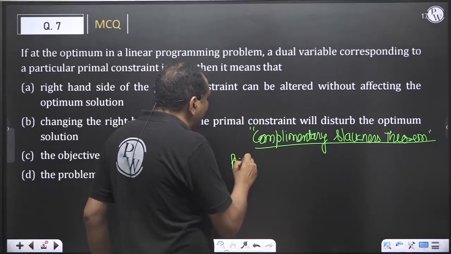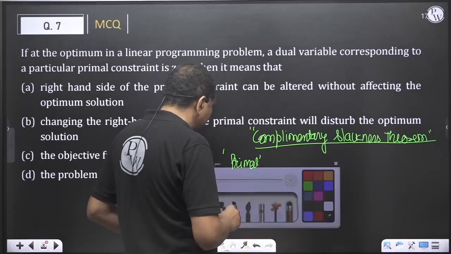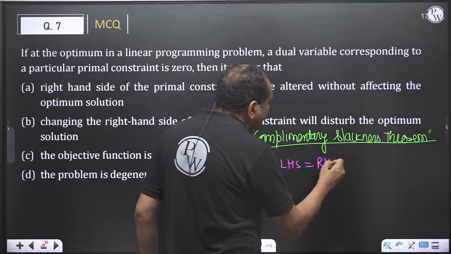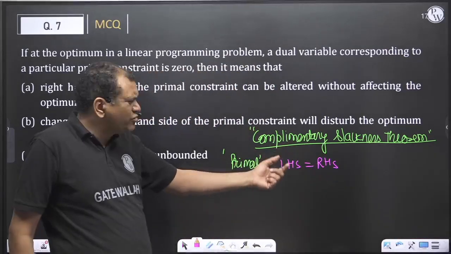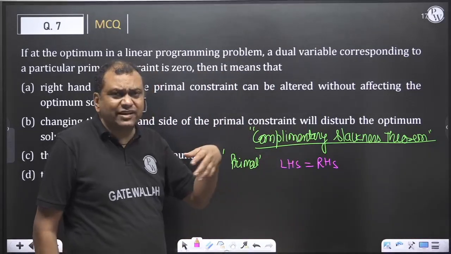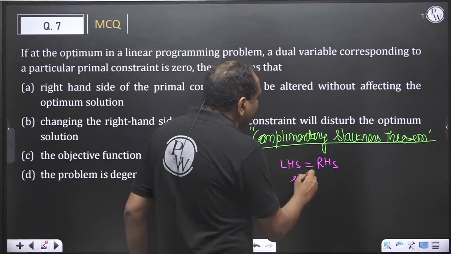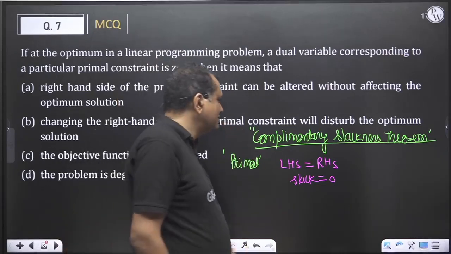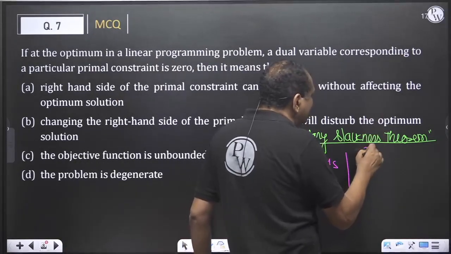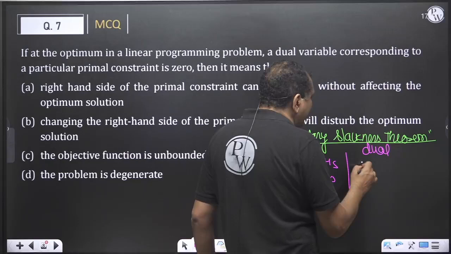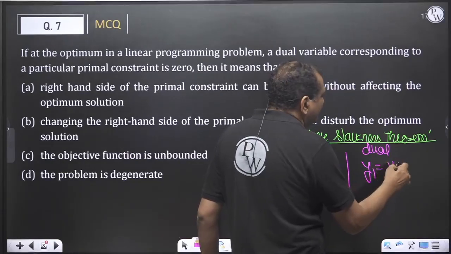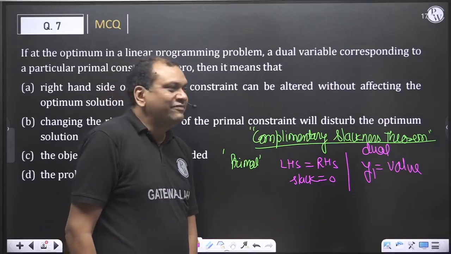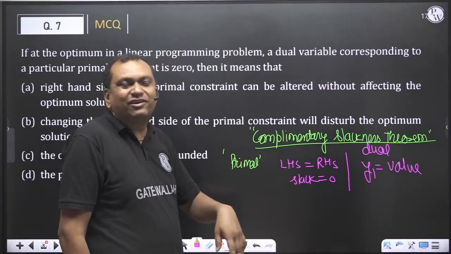For any primal constraint, if the left hand side is equal to the right hand side, it means the slack variable is 0. So the complementary slackness theorem says the corresponding dual variable y1 will have some value, 100% it will have some value. One beautiful problem appeared in GATE based on the complementary slackness theorem.